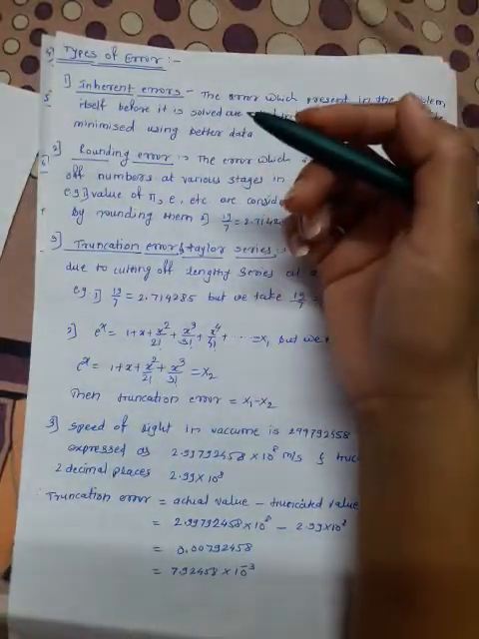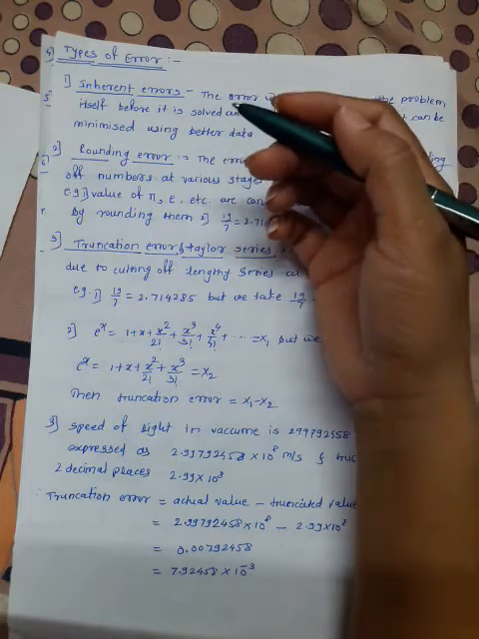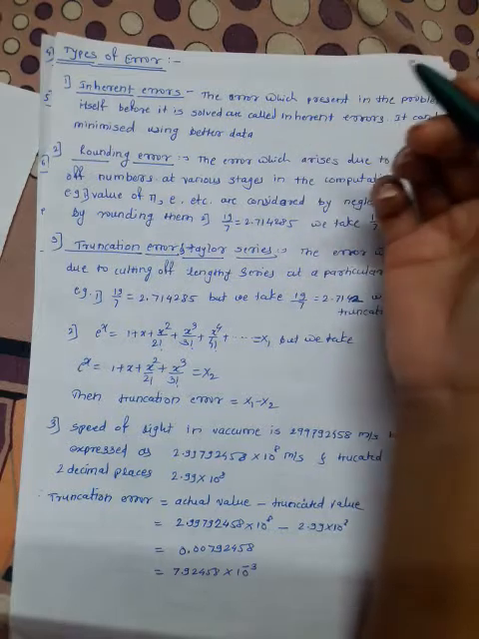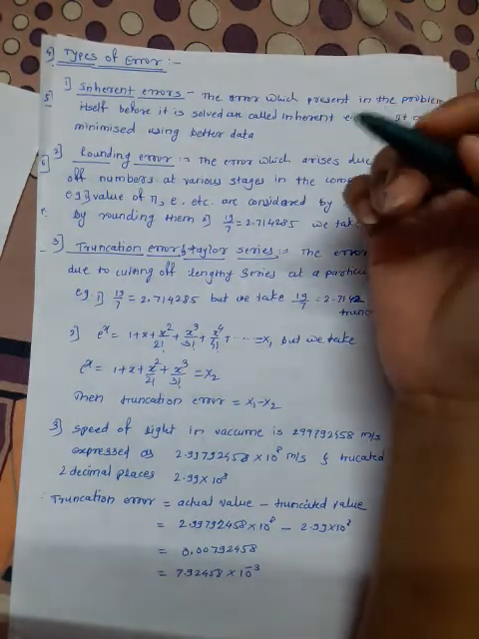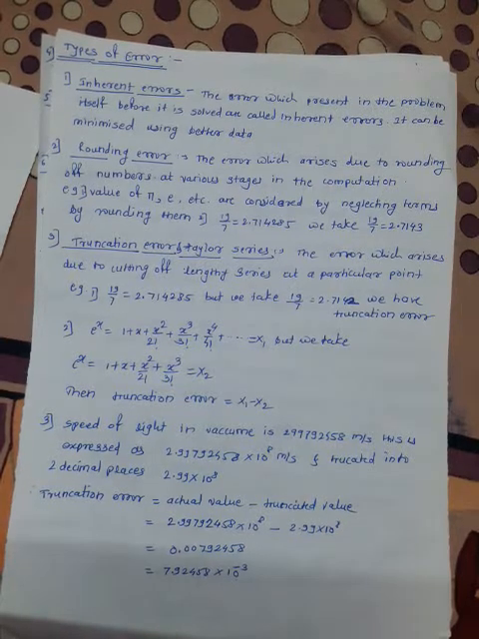Suppose in the example itself there is some error and we carry those initial values to solve the particular example, then obviously we get the error. That type of error is nothing but the inherent error, which is actually present in the problem itself.